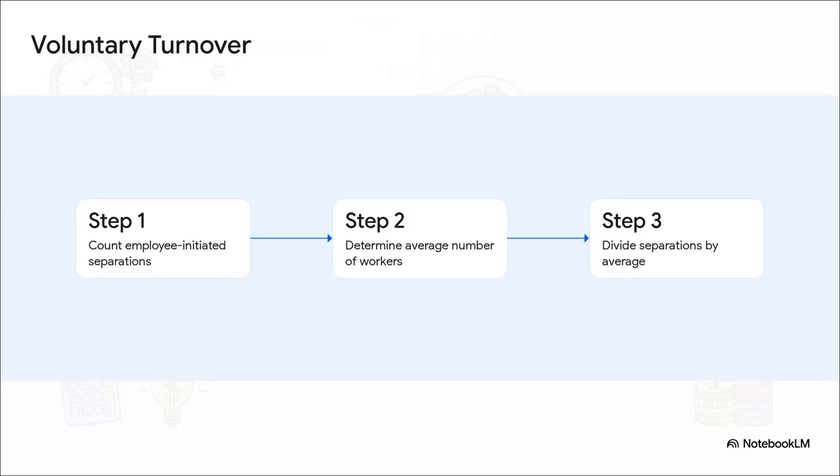All right, let's get into the math. To calculate your voluntary turnover rate as a percentage, it's pretty straightforward. Step 1, count up those voluntary employee-initiated separations. Step 2, find your baseline average number of workers for that same time period. And step 3, simply divide those separations by your average workforce. Boom, there's your voluntary turnover rate.